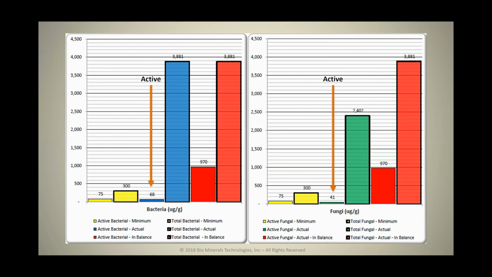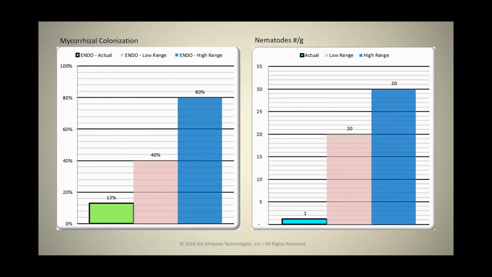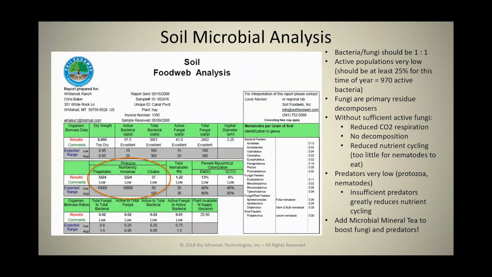And what I have here is active bacteria is 68. And at this point in time, it should have been a minimum of 970. So I can tell that that soil is not functioning at all. My active bacteria was 41. It should have been 970. So this one is not functioning. You go back to your mycorrhizal colonization, it was 13%. It should have been a minimum of 40 up to 80%. So that system is not connected. My nematode was 1.2. It should be a minimum of 20 to 30. So those aren't there as well. So there's no nutrient cycling happening here.